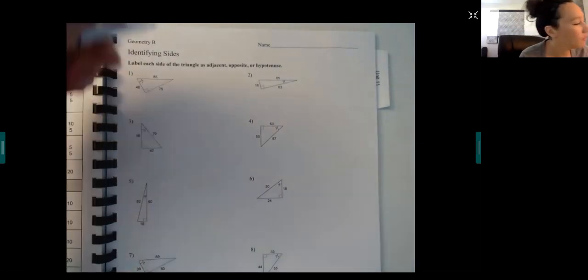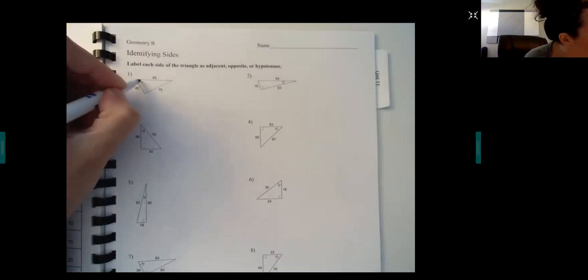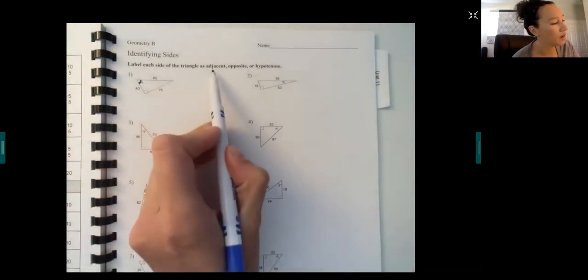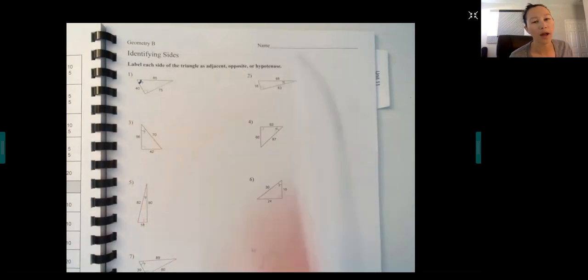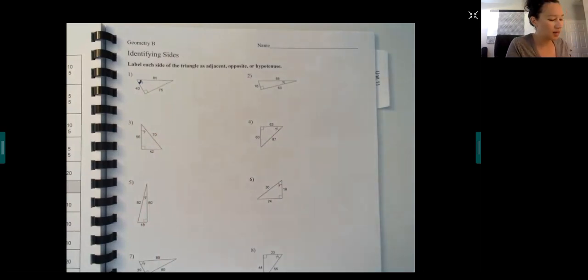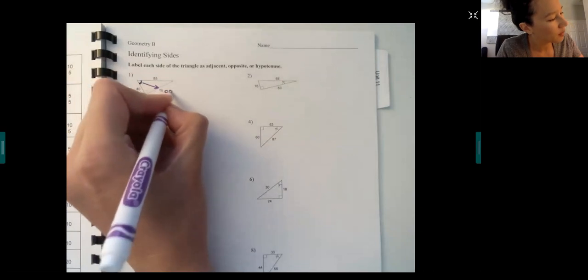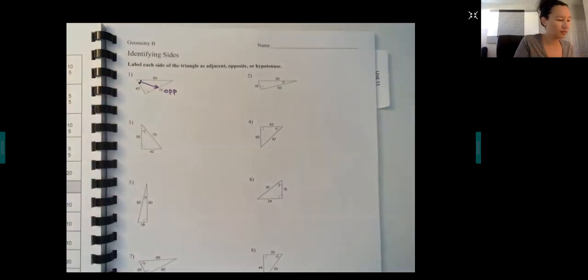Okay, so they are giving us the reference angle, which is this angle right here. And then we need to label each side of the triangle as adjacent, opposite, or hypotenuse. So we'll just go in order, the same order that we did on the notes. So first, let's label the opposite side. So the opposite side is the one that's across from our reference angle. That's this one. So this is the opposite side.